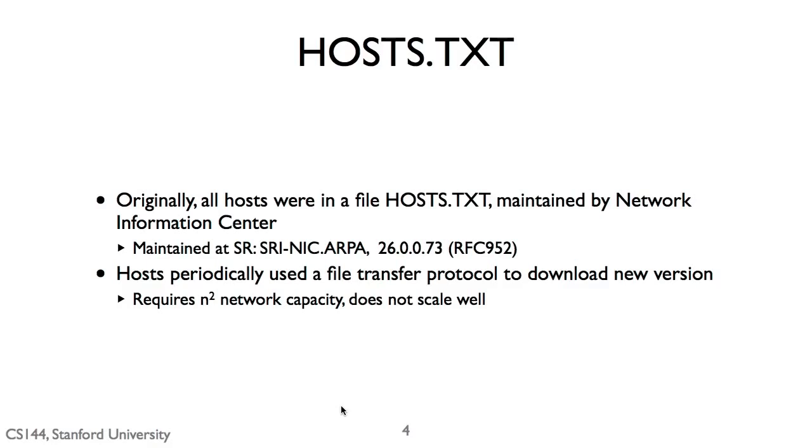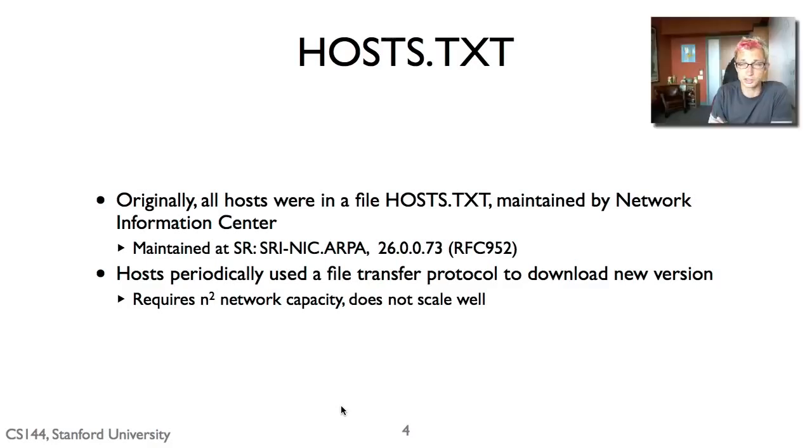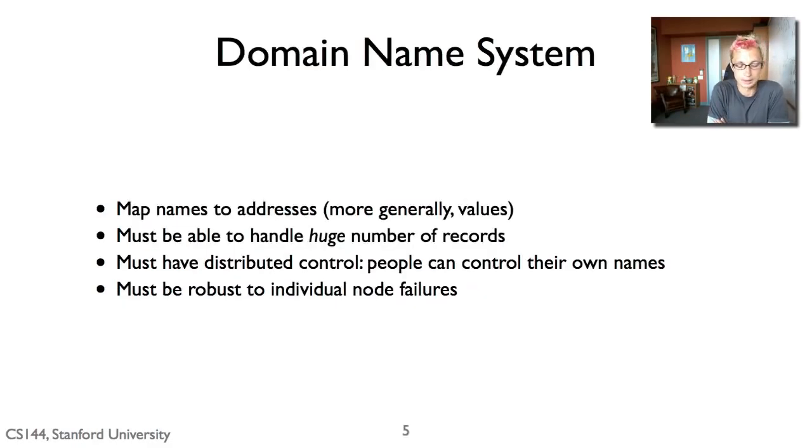Of course, if you don't have too many hosts, this isn't bad, but generally speaking, the network capacity required by this scales to the n squared, in that periodically n nodes are going to request a file that's order n in length. So this was not seen as a scalable, good long-term solution. It was fine with just a couple of hosts, but as the internet grew, it quickly became a problem. And this is what led to the birth of what's called the domain name system, or DNS.